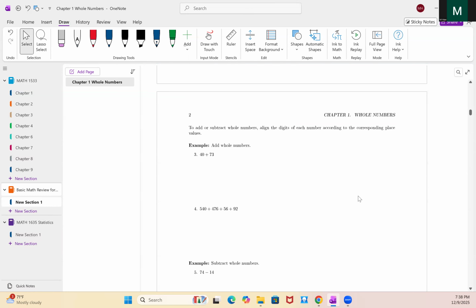So now let's look at how to add and subtract whole numbers. To add or subtract whole numbers, align the digits of each number according to the corresponding place values. So 40, the 0 is the ones place, 4 is the tens place, and 73, 3 is the ones place. So we align the 0 in 40 with the 3, and the 7 with the 4, and we add the digits that are in the same place values. So we add 0 plus 3 is 3, 4 plus 7 is 11. So this is equal to 113.